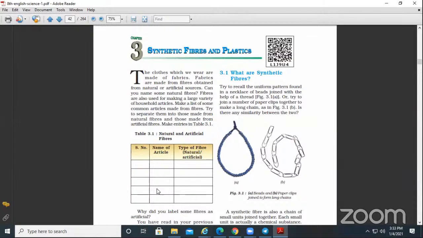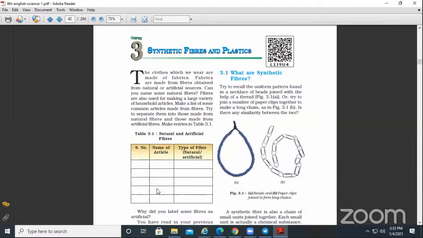So for the first topic, what are synthetic fibers? What do you mean by synthetic fiber, children? Synthetic fiber is also called man-made fiber. Why are they called man-made fibers? Because they are made by man, using some chemicals. Man made this synthetic fiber.